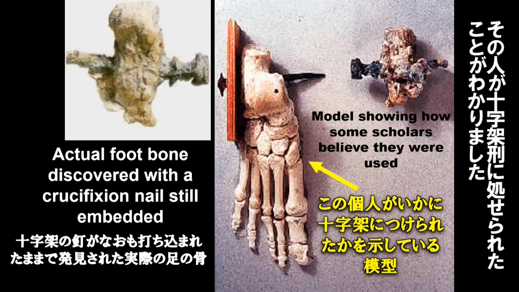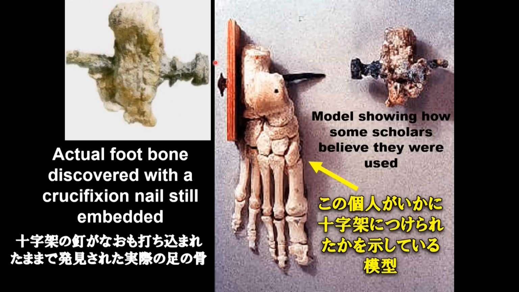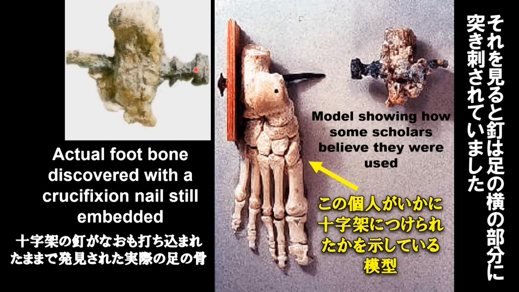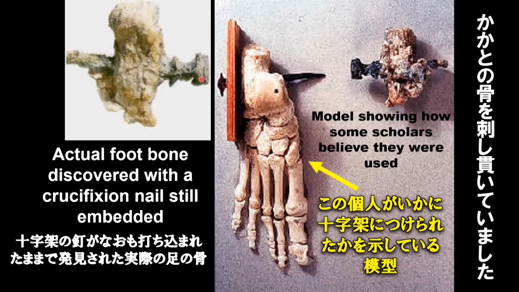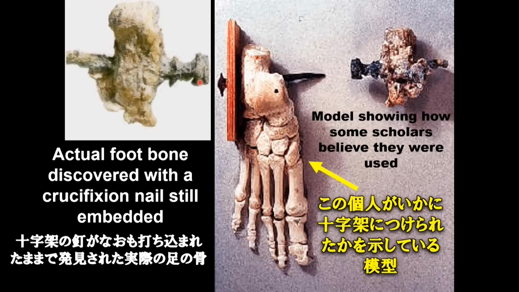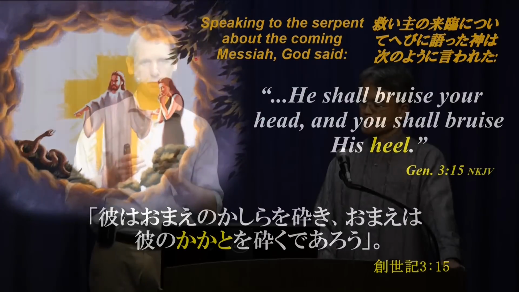And the nail was still in the bone of his foot. The nail had been put through the side of the foot, through the heel bone, the bone of the heel. I would suggest that this is how Jesus was crucified as well.